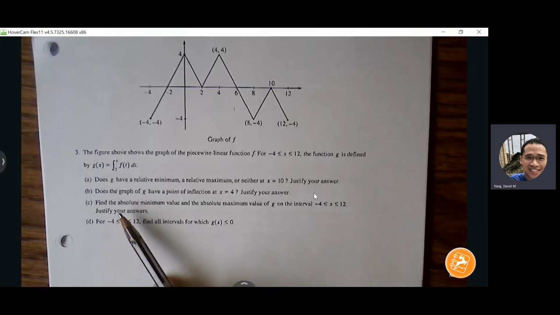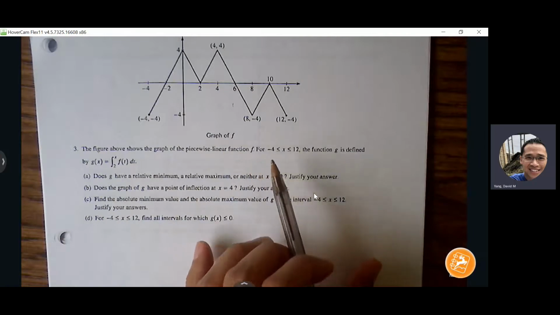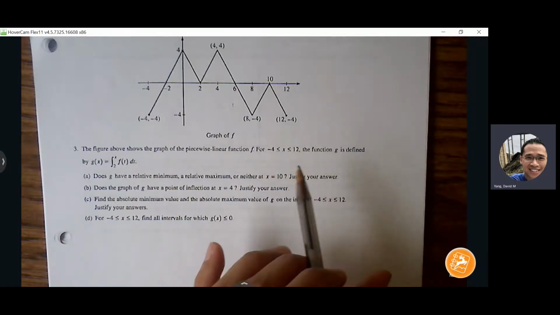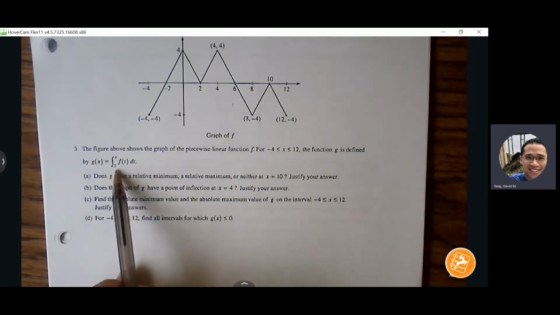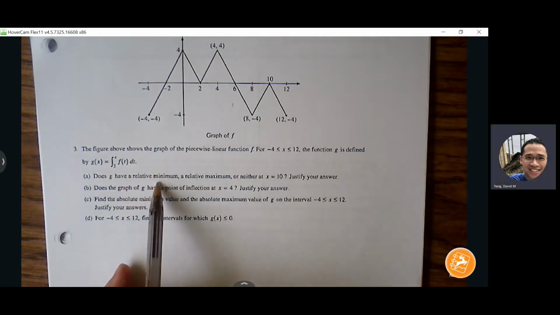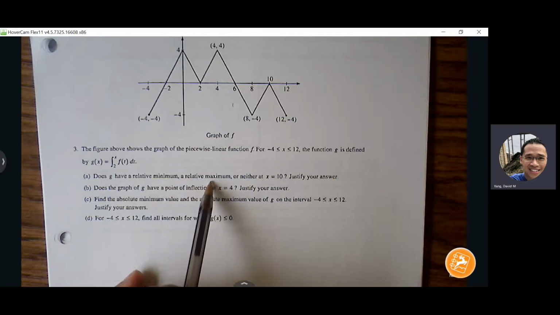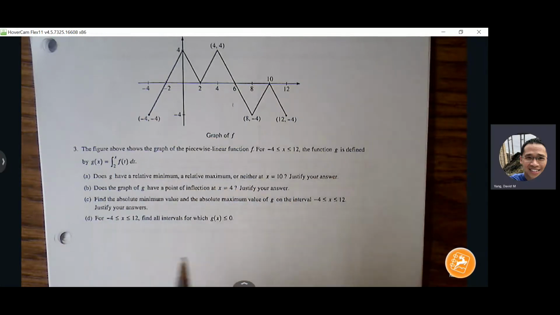Okay, the figure shows the graph of the piecewise linear function f between -4 and 12. The function g is defined as g of x equals the integral from 2 to x of f of t. Does g have a relative minimum, a relative max, or neither at x equals 10?